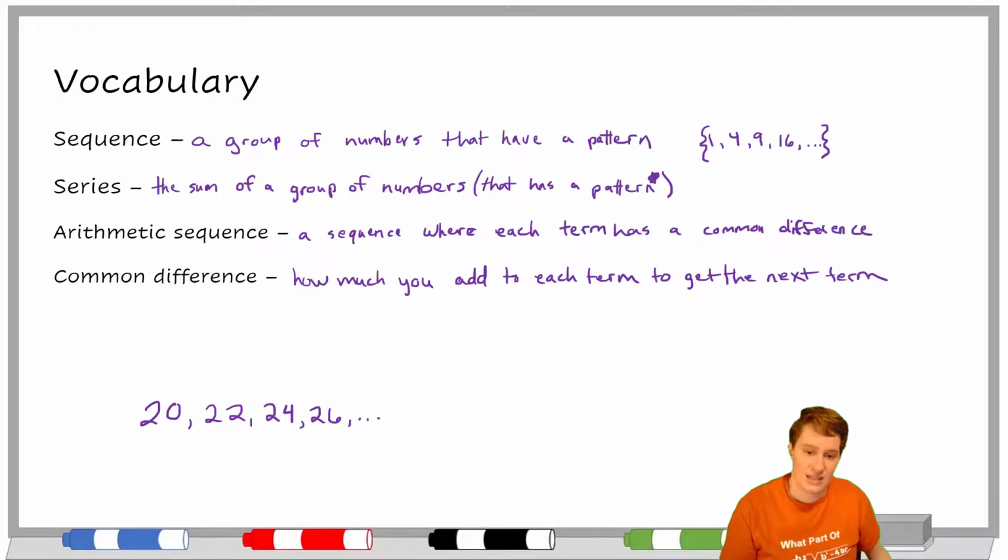There's going to be some notation used with sequences where we use subscripts. So if this was our sequence, 20, 22, 24, 26, 20 would be the first term.